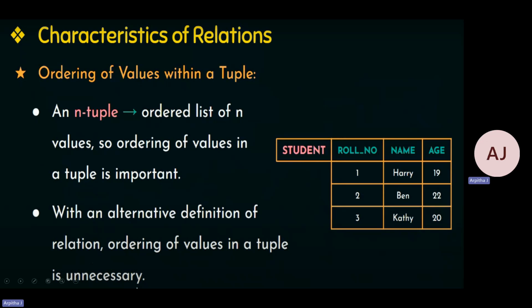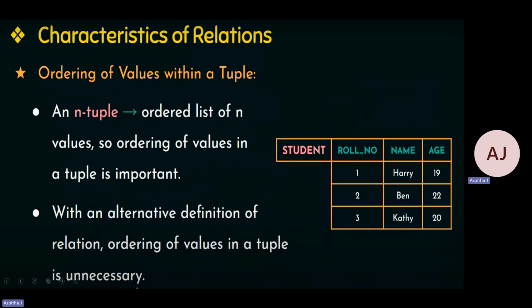Whatever structure you have given your database, you have Student with roll number, name, and age. This is what you have created. Inside the table, Student is the table, and attributes are roll number, name, and age. So whatever values you are putting inside that particular relation should be in that particular order. That is one point. So it should be an ordered list.